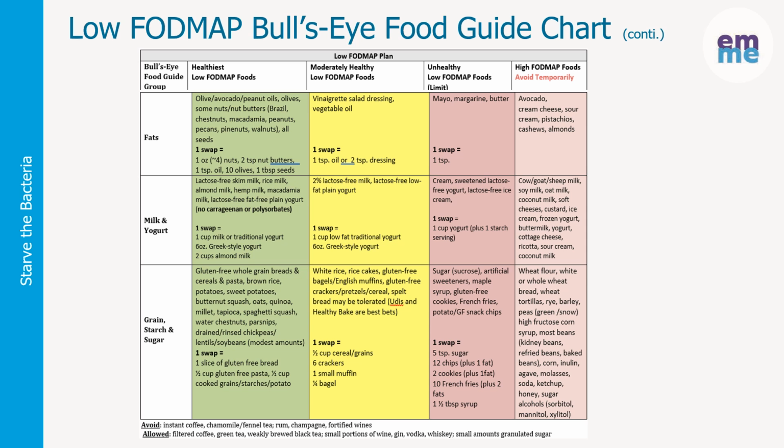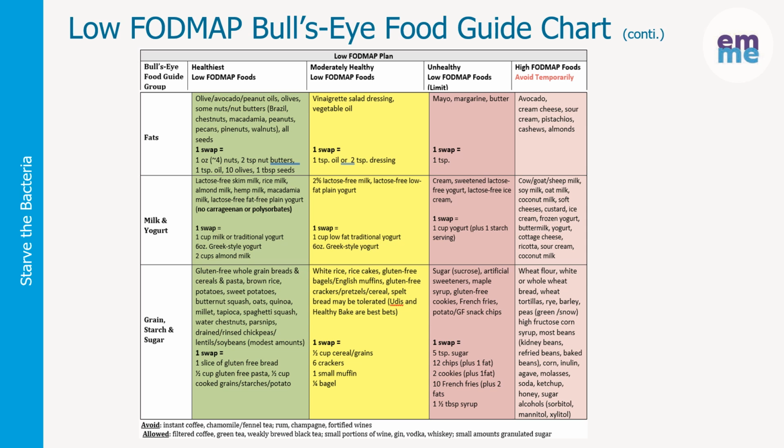So now we have the second part of this chart, which includes the fat group, milk and yogurt group, and grains and starches. So the fat group is that first row, and in the green section we have olive oil, avocado oil, or peanut oil, and some nuts in very small amounts, just like the beans. Nuts and nut butters are okay in small amounts, but they do have some fermentable carb, so you want to try just a few nuts and see how that goes and avoid large amounts.